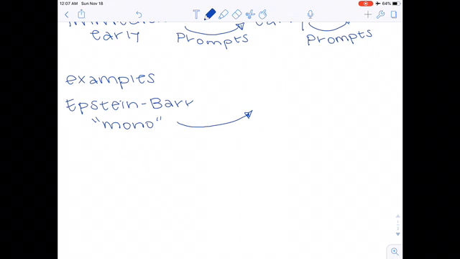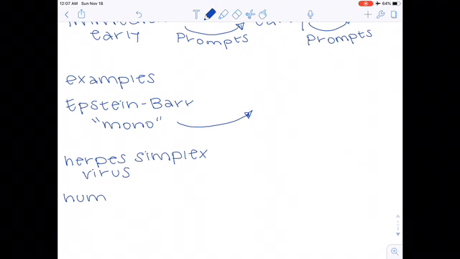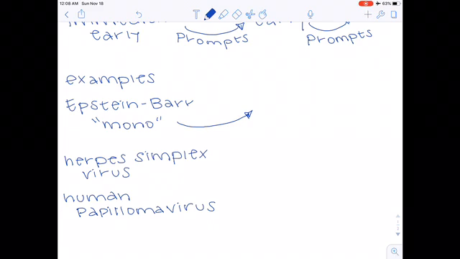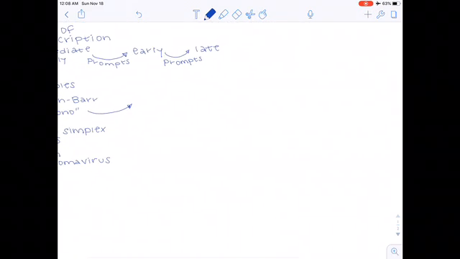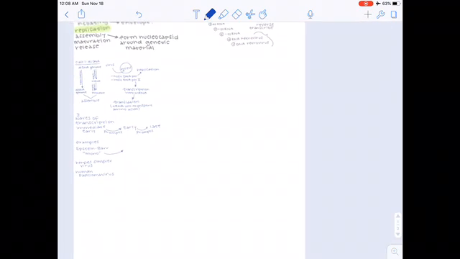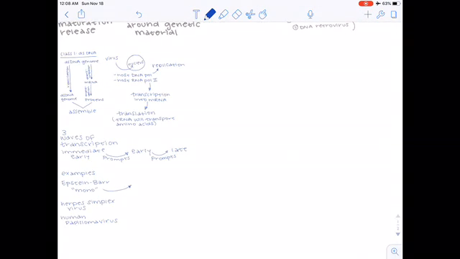Also, a really common double-stranded DNA virus that many people have heard of is the herpes simplex virus. And another common virus is the human papillomavirus. And got some pictures of those in here. So we're going to zoom out. So that is the class 1 double-stranded DNA.